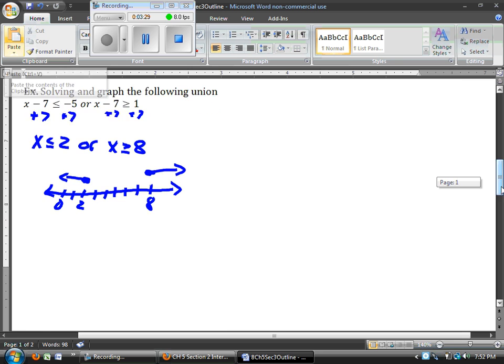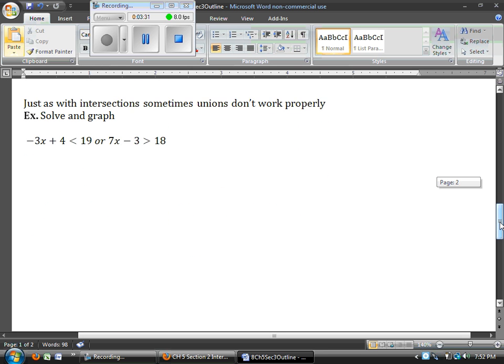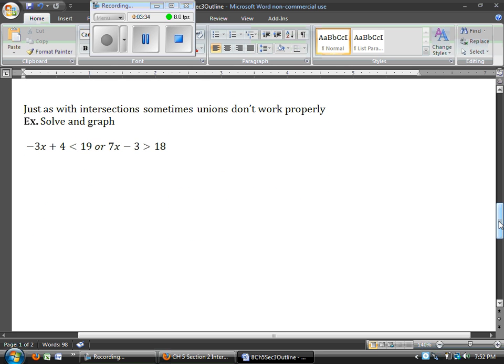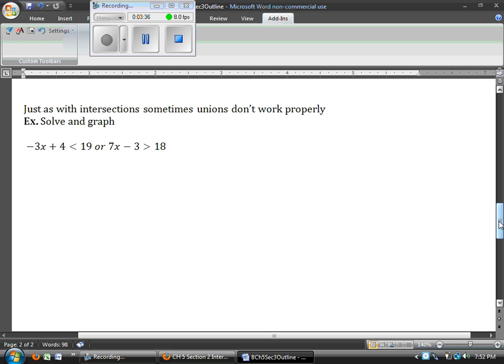Okay? But just as with intersections and with everything else in math, some things don't always work properly. So let's go ahead and solve this union and see what happens when we go ahead and graph it. So I'll subtract 4 to get 3x is less than 15. Divide by negative 3. What happens when I divide by a negative? I have to flip my sign. So x becomes greater than negative 5.